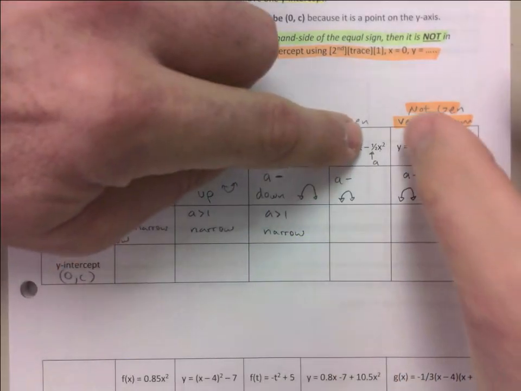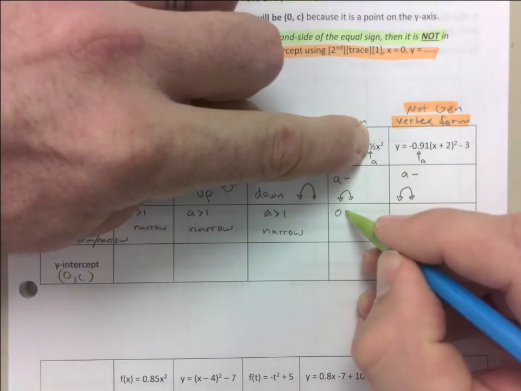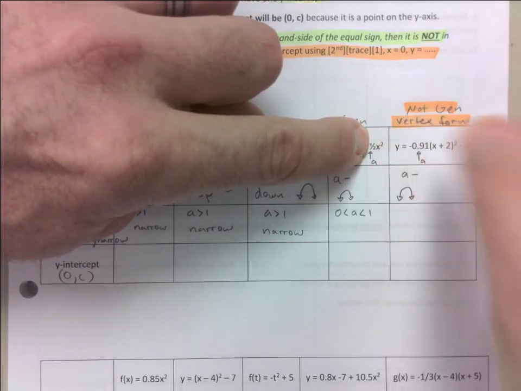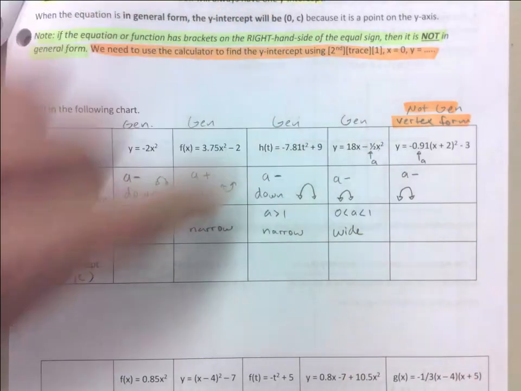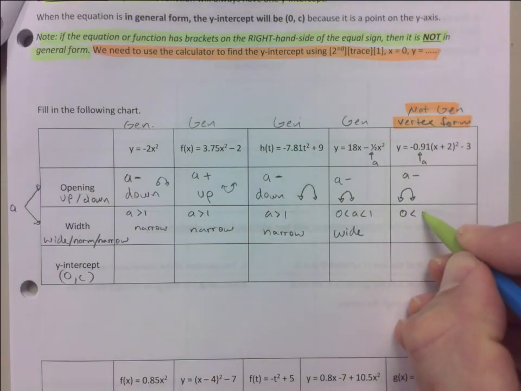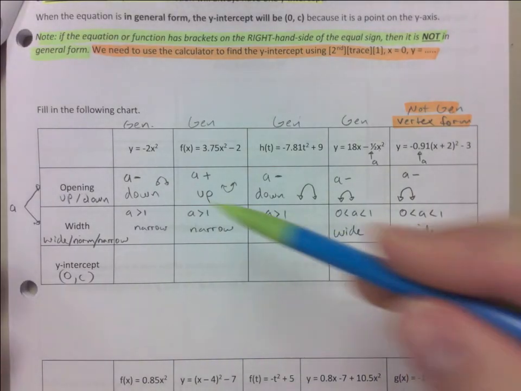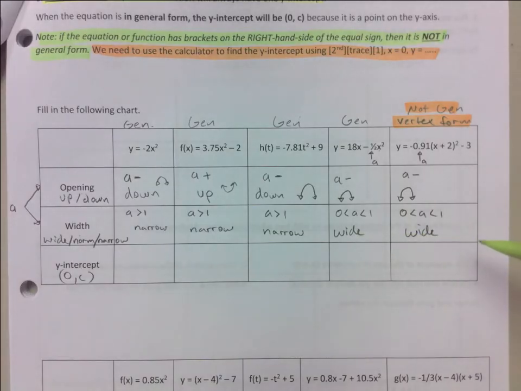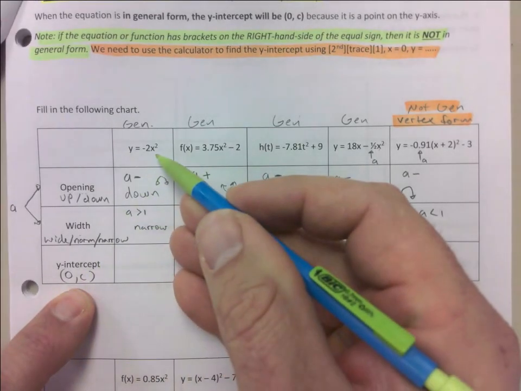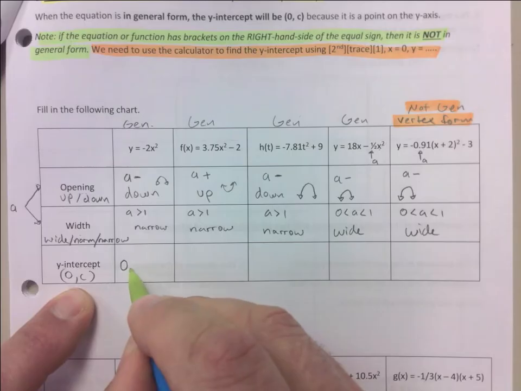Over here, look at a. A is half, right? A here is between 0 and 1. It's 0.5, right? So this is going to be a wider curve. Over here, A is also between 0 and 1, so it's also wide. So these two, you can just do that by looking at A. You don't have to do any math. You just have to know your stuff. Okay? Y-intercept. Is this in general form? Yes. If I had to state the y-intercept, you would go 0.